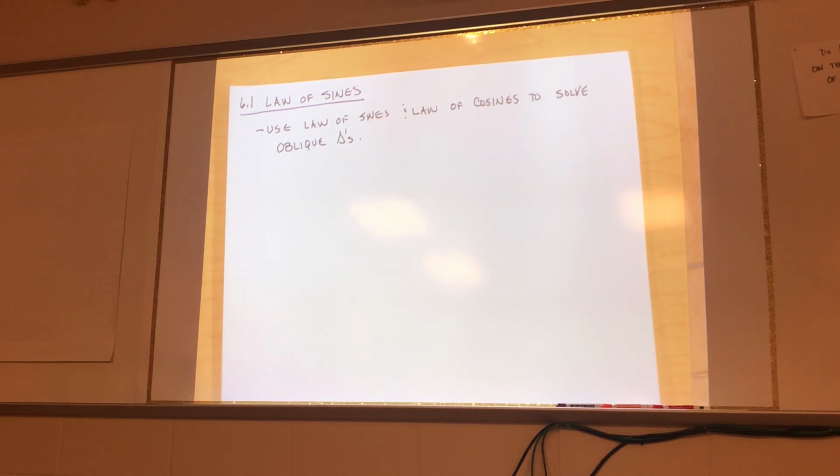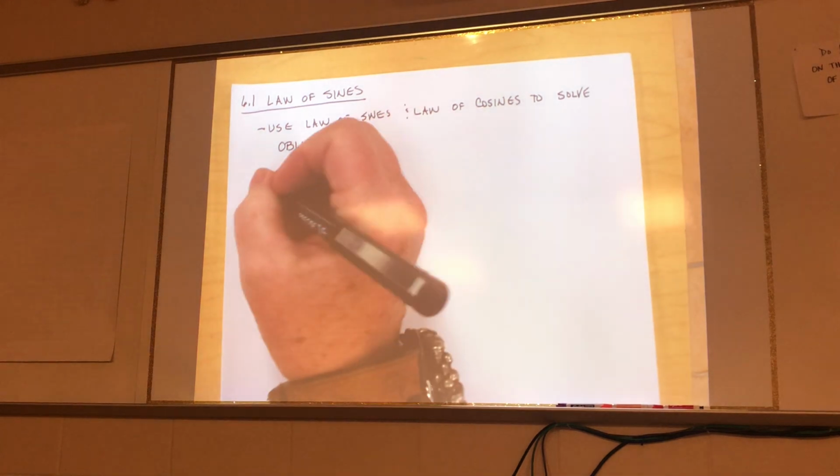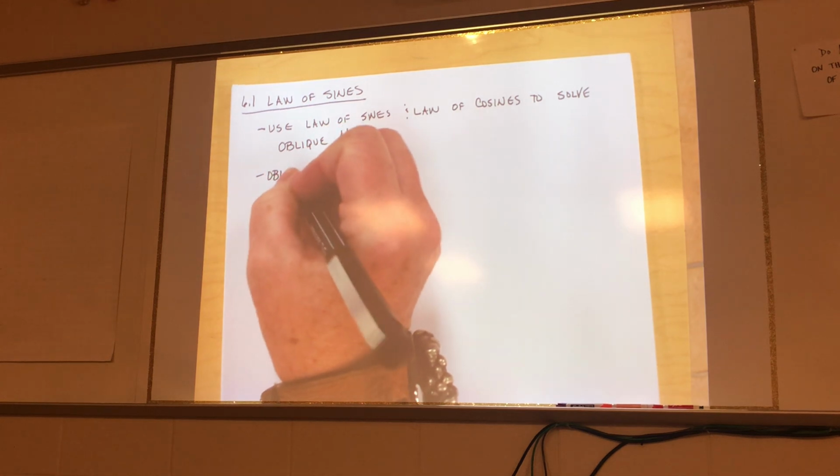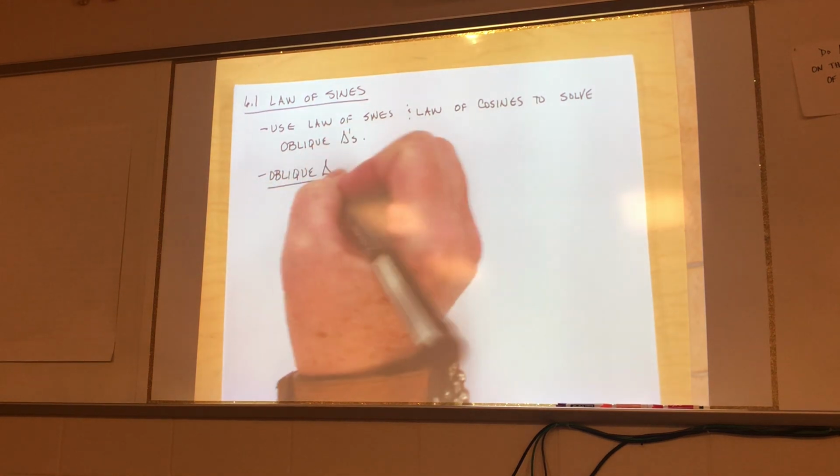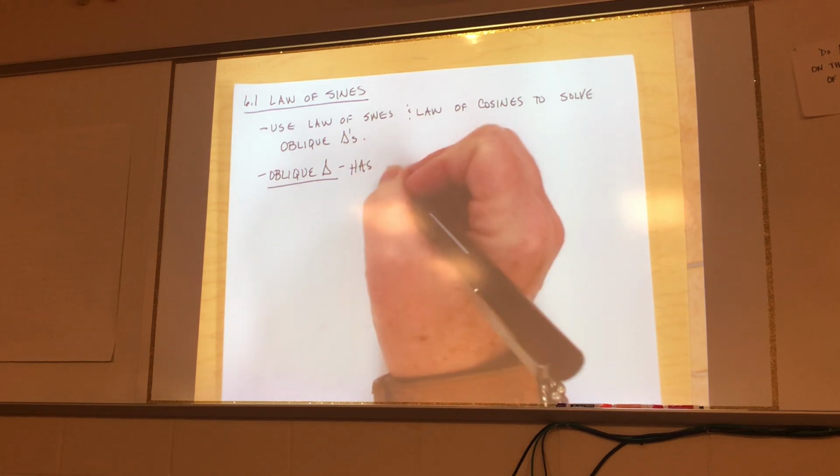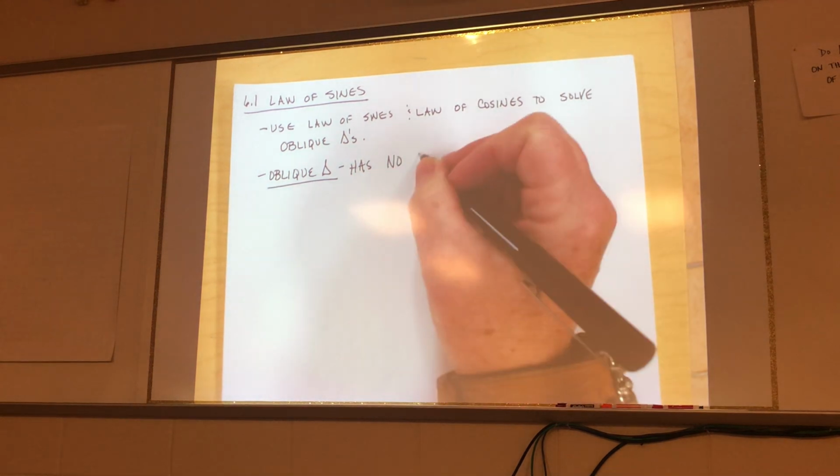Any triangle that does not have a right angle in it is called an oblique triangle. All right, so did you hear me? Any triangle that does not have a right angle in it is called an oblique triangle. So let's write that down. Oblique triangle. It has no what? Right. Right angle.